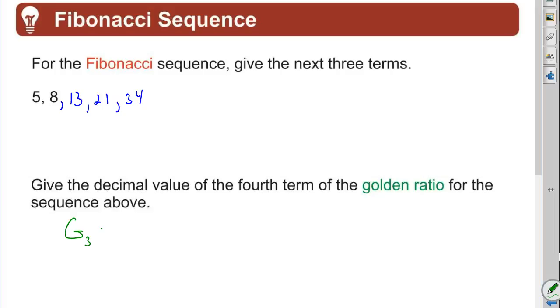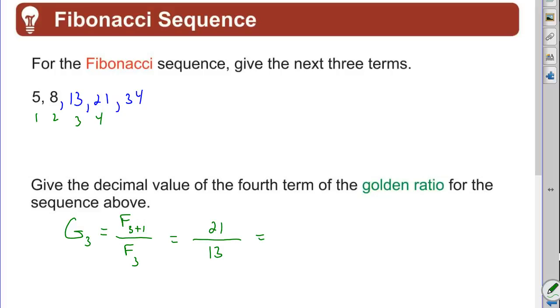As you remember, it's the Fibonacci of the fourth term, the 3 plus 1, over the Fibonacci of the third. And so it says for the sequence above, so I really need the fourth term divided by the third. So 1, 2, 3, fourth. So the fourth is 21 divided by the third, which is 13. And a lot of times we're going to give this in decimal form, but it's exactly 21/13.